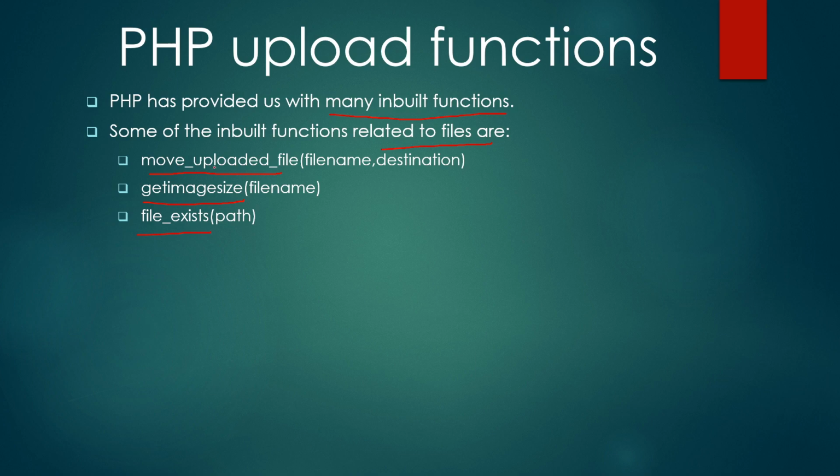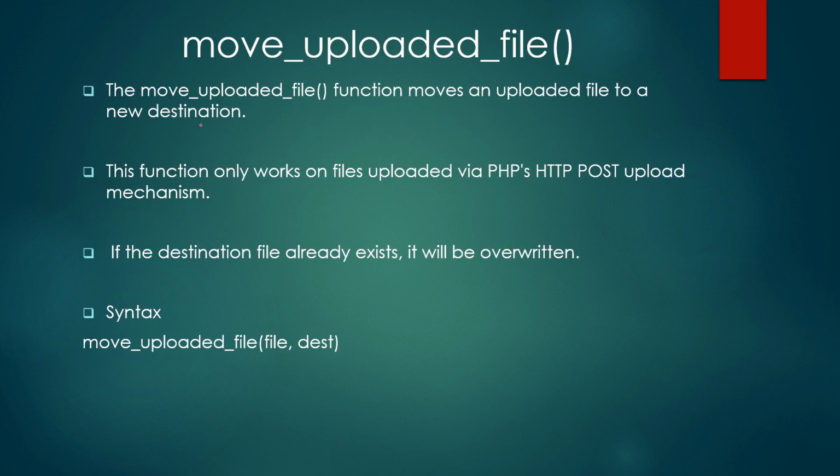Okay, so these three. So let's first learn the move_uploaded_file function. Now this function moves an uploaded file to a new destination. So whenever you want to move a file, you can make use of this function. Now we already know whenever we upload any file, it is stored in a default location inside XAMPP. There are some folders inside XAMPP where all these files are stored. So that is the default location.